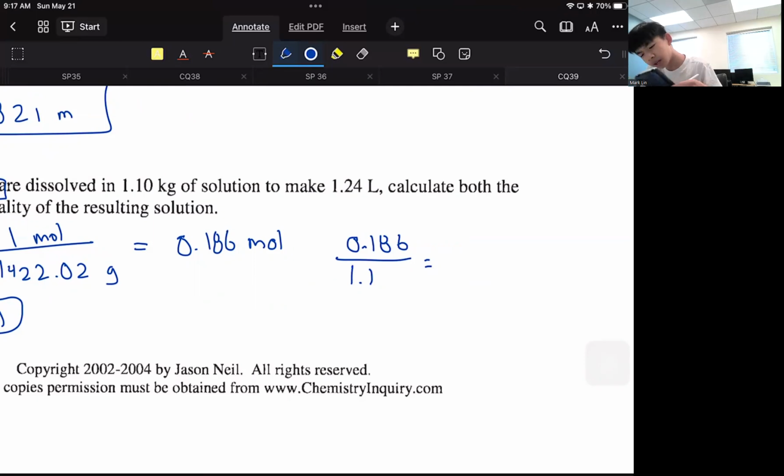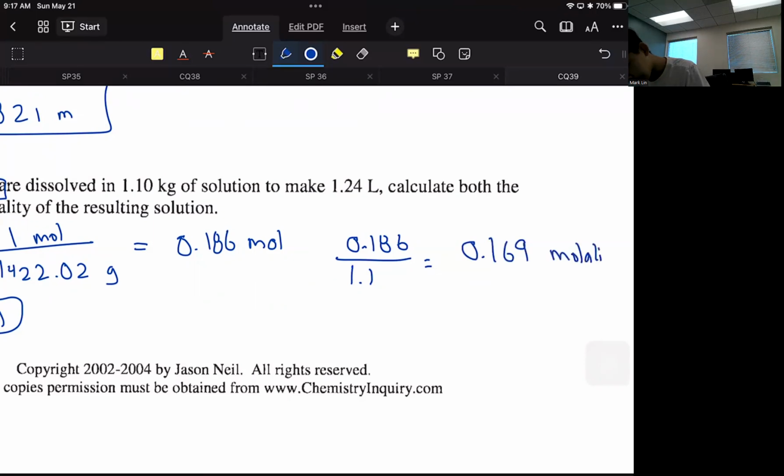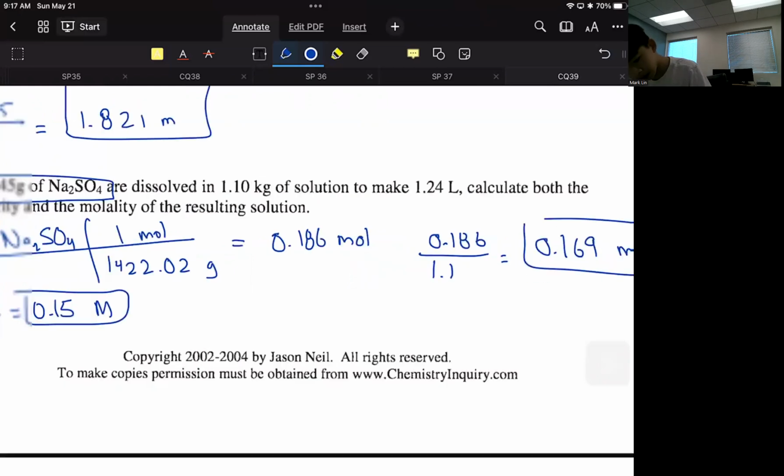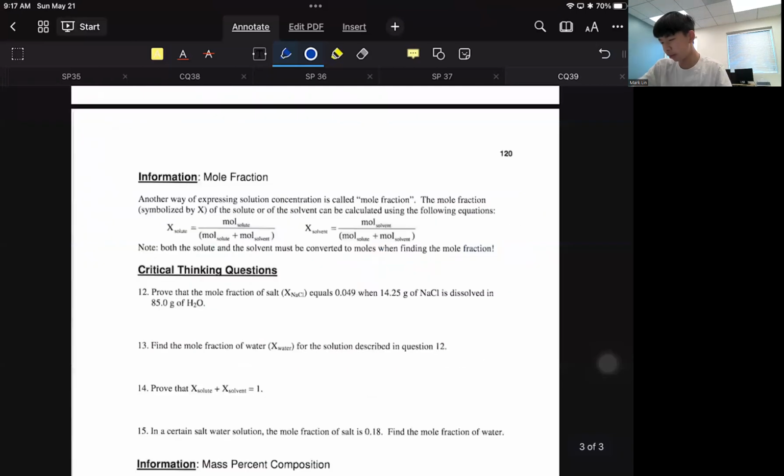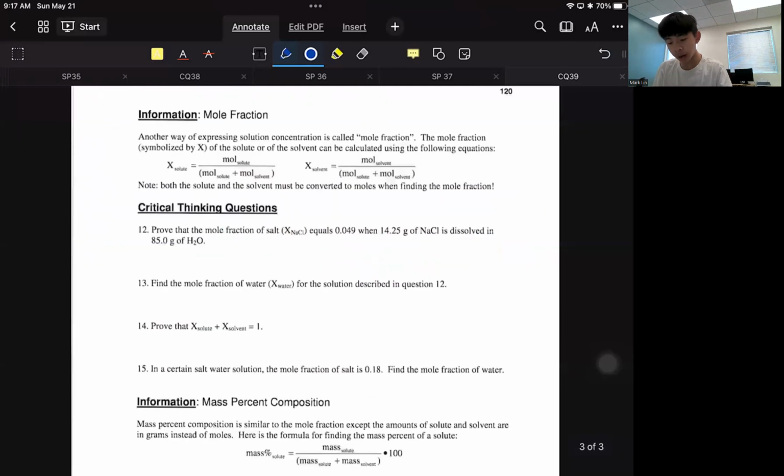What did I do? Yeah, 0.186 divided by kilograms of solvent. You get 0.169 molality. I think, right? Yeah, because kilograms of solvent. Why am I doubting myself? Okay, I did it wrong on my worksheet before. Okay, so yeah, moving on.